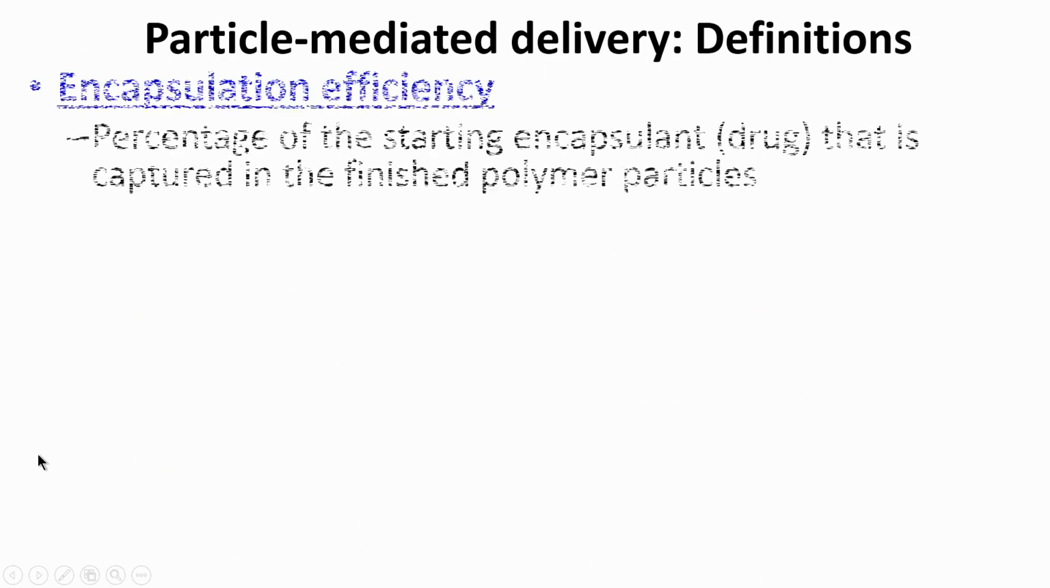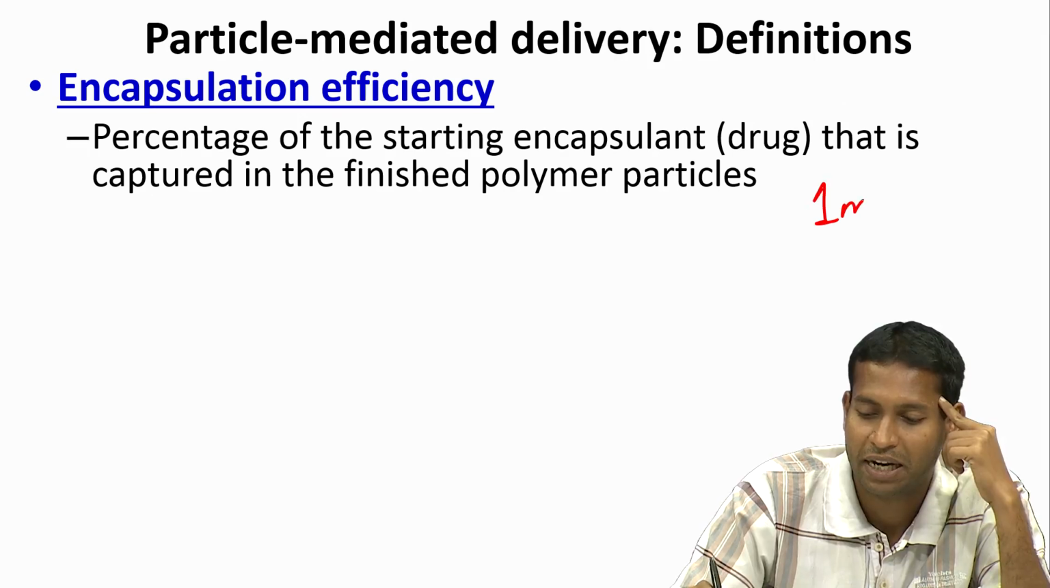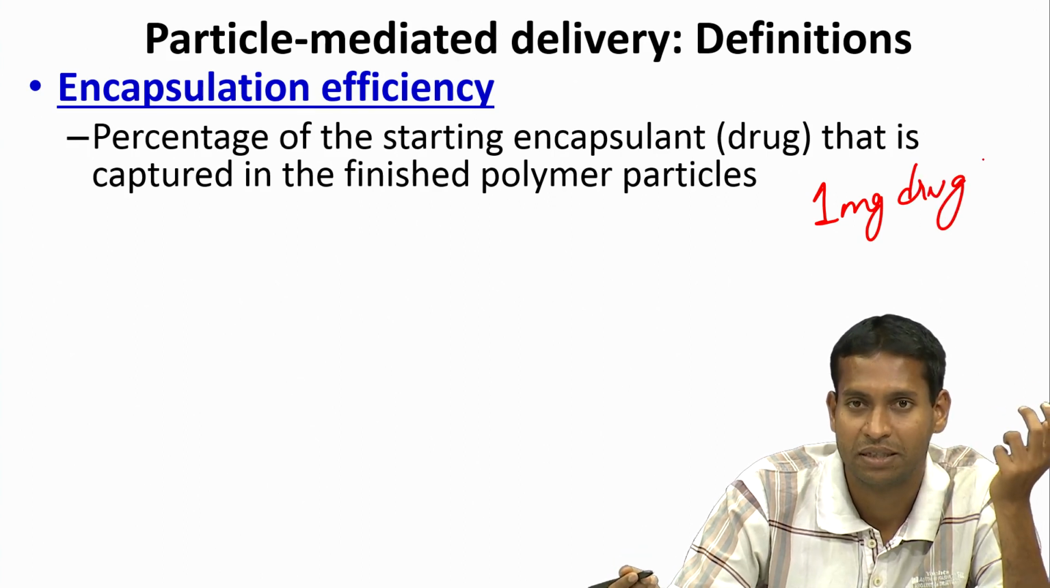So, some more definitions. The next thing is the encapsulation efficiency, and that comes in when we are talking about the drug itself. It is how much of the drug that I started with I was able to encapsulate in my polymer. So, let us say I want to make particles and I want 1 milligram of drug to be encapsulated in these polymer particles.